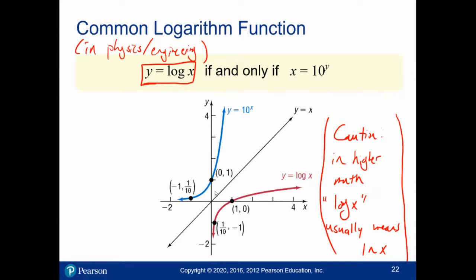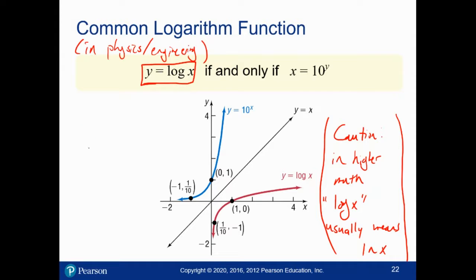But in physics, powers of 10 are quite handy. Like if you're working with the metric system, you have grams, but then you have kilograms, and you have metric tons, and these are all powers of 10. And so if you're working with powers of 10, a logarithm of base 10 is quite handy. So this is called the common log.